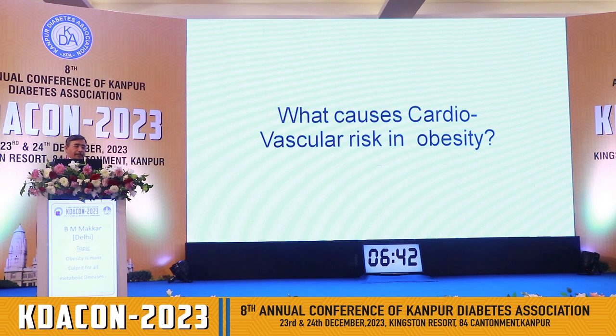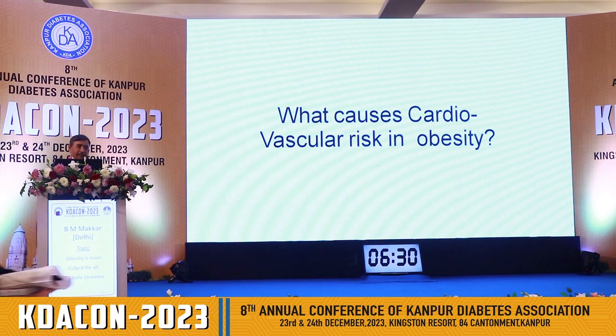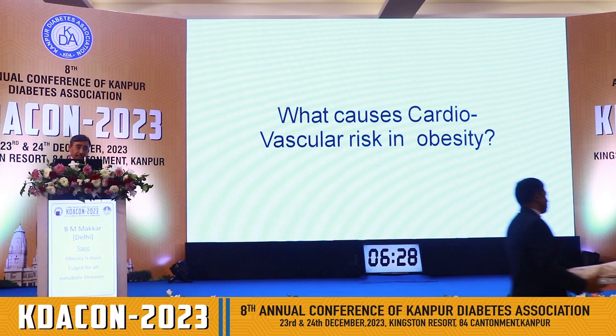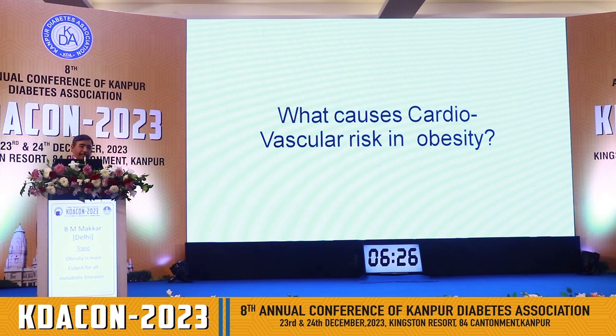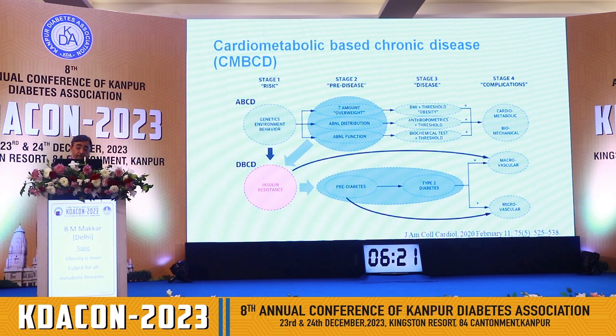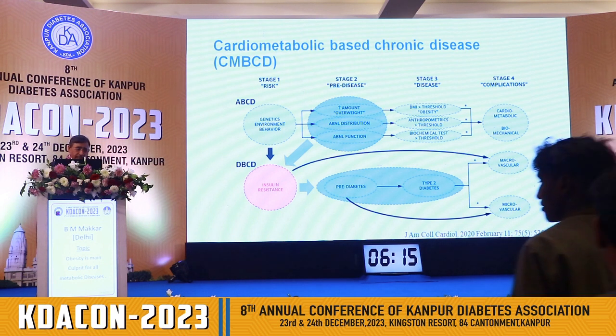Now, what causes the cardiovascular risk in obesity? I have talked about the associations. I have talked about the strong association between obesity and this metabolic state leading to development of diabetes. But how does everything else fit into the picture? So I will show you a very simple slide before I go on to that. The new concept I talked about, the adipose-based chronic disease.